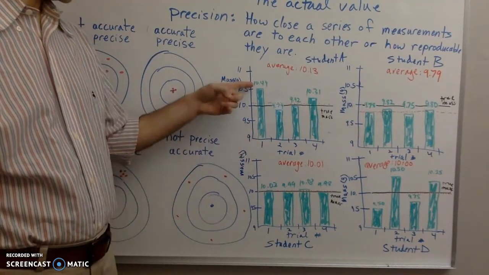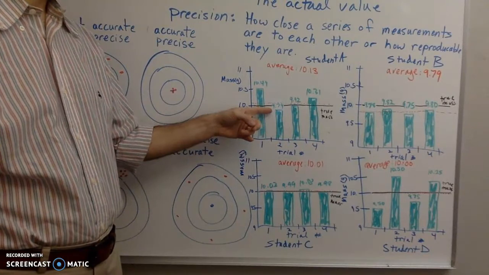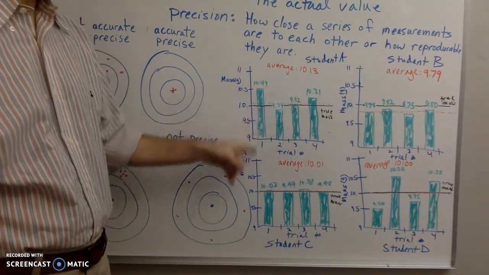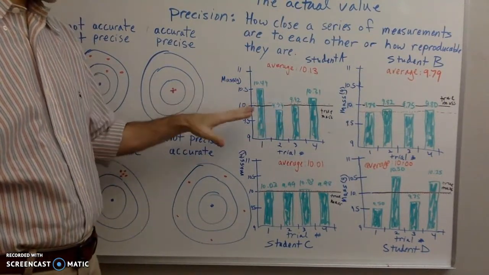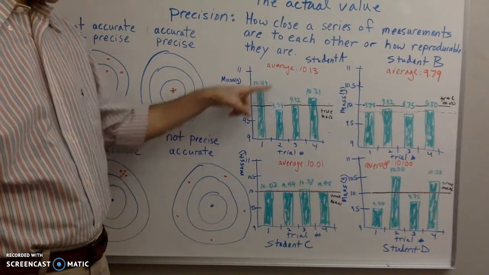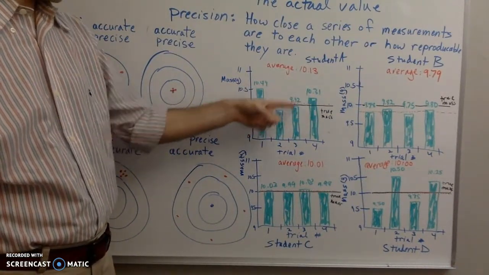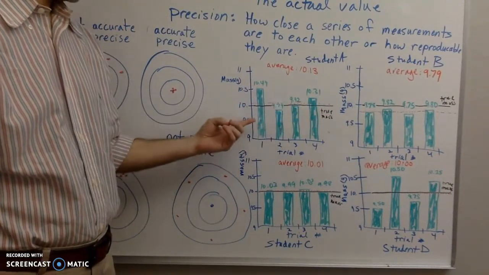So the mass is 10.49, and then the second trial is 9.79, third trial 9.92, and so on. So the bar graph here is comparing the different trials, and so you can see visually that the difference in the measurements are actually quite a bit off. So here the data would be imprecise.